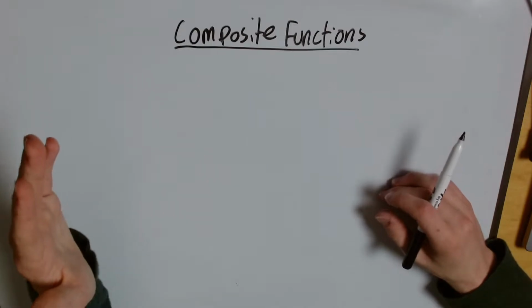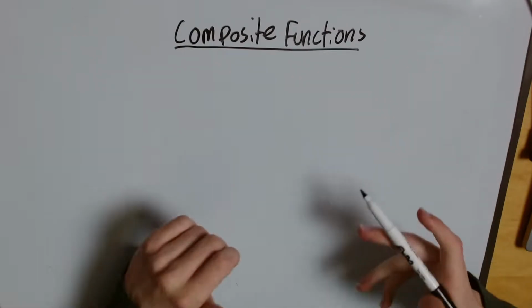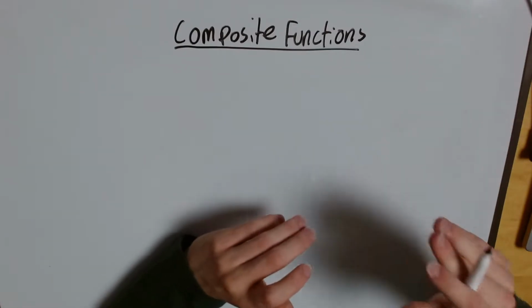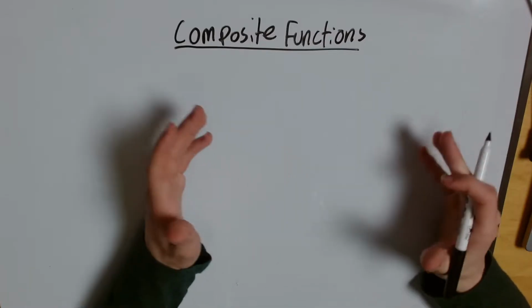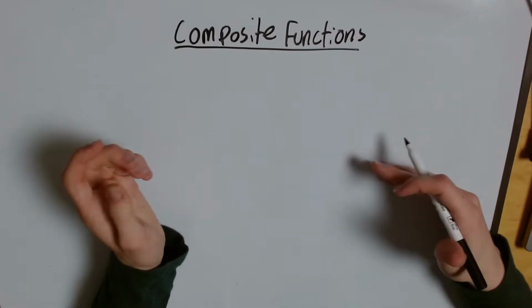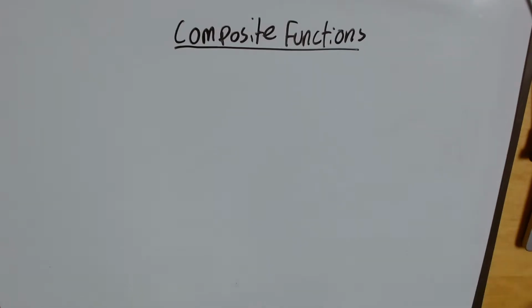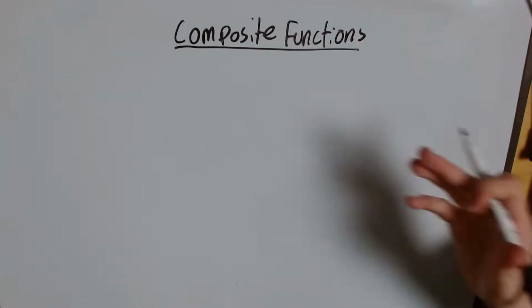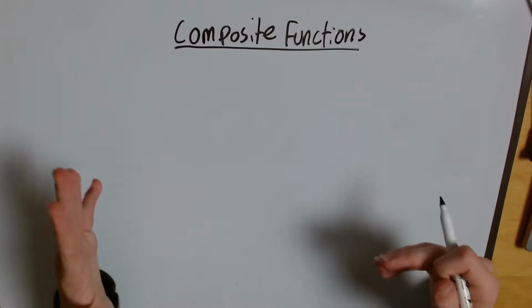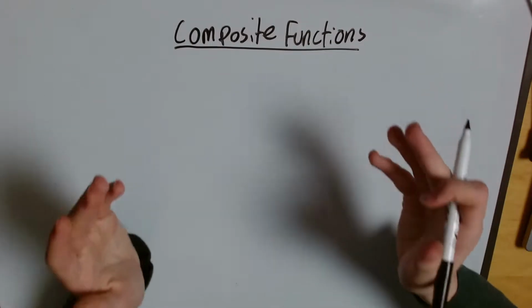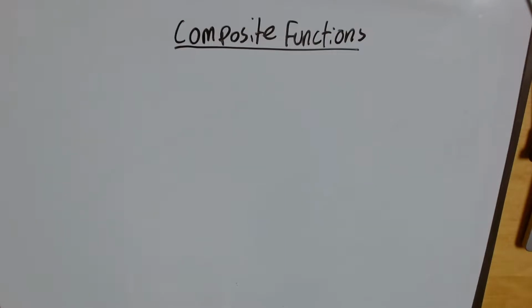I take one function, boom, I make it into another function. But before we talk about that, let's get into why and how we are able to make new functions out of jamming together old functions. Anytime we're taking two functions and making a new function, we call this process function composition, or composite functions.